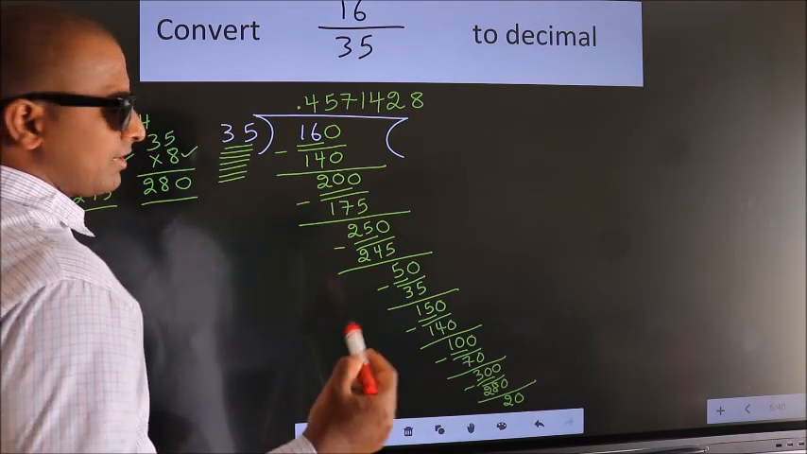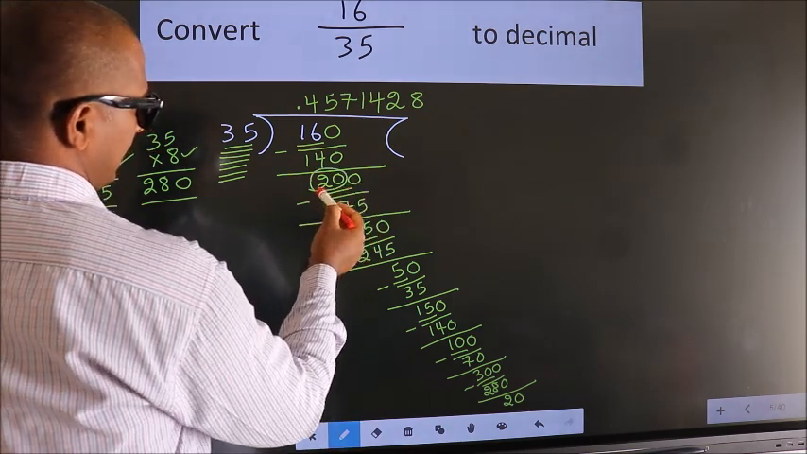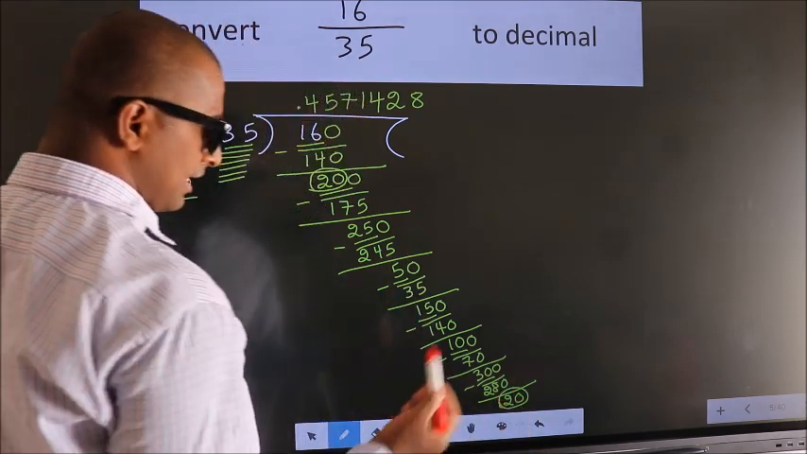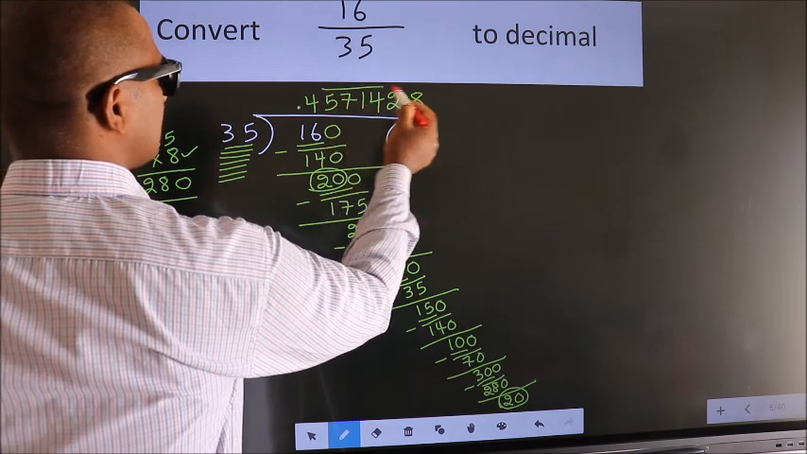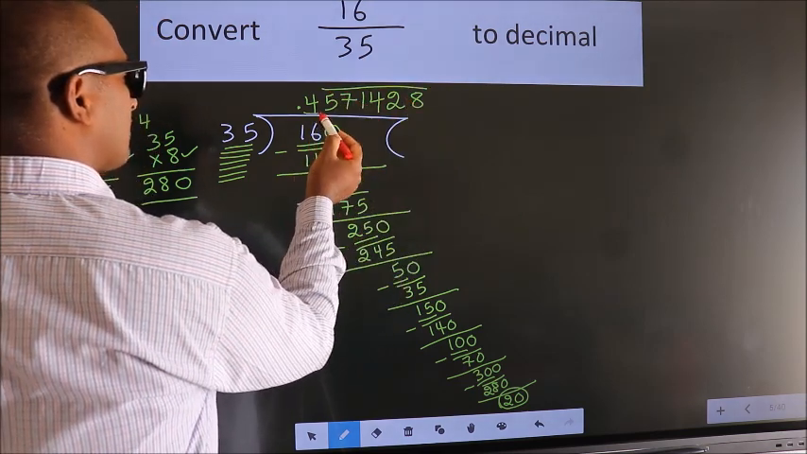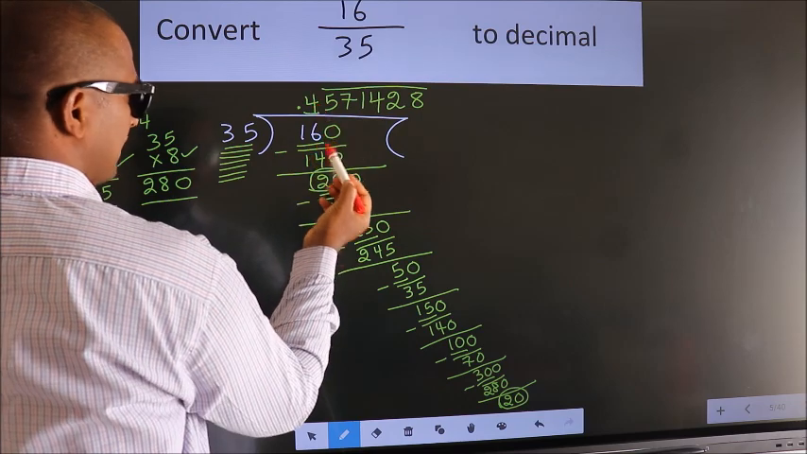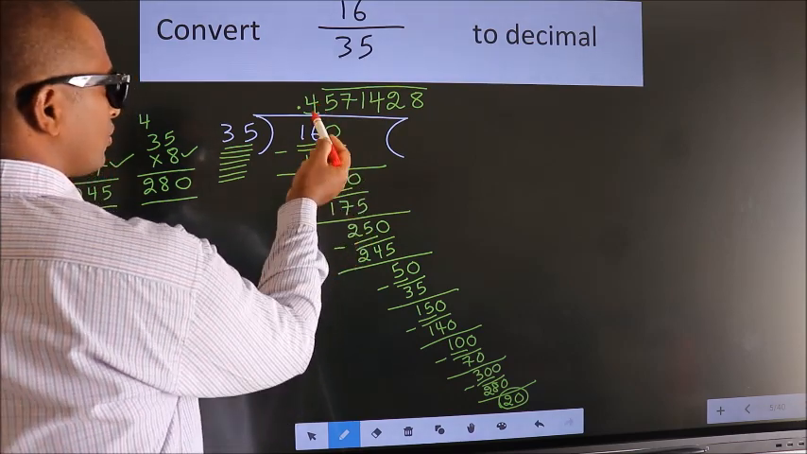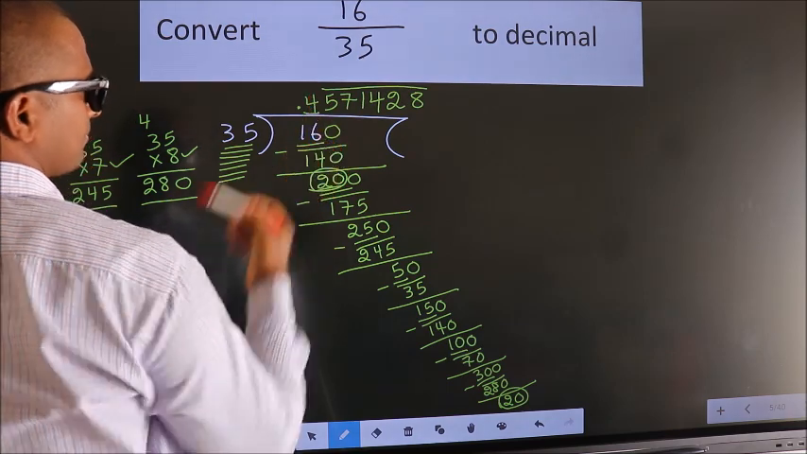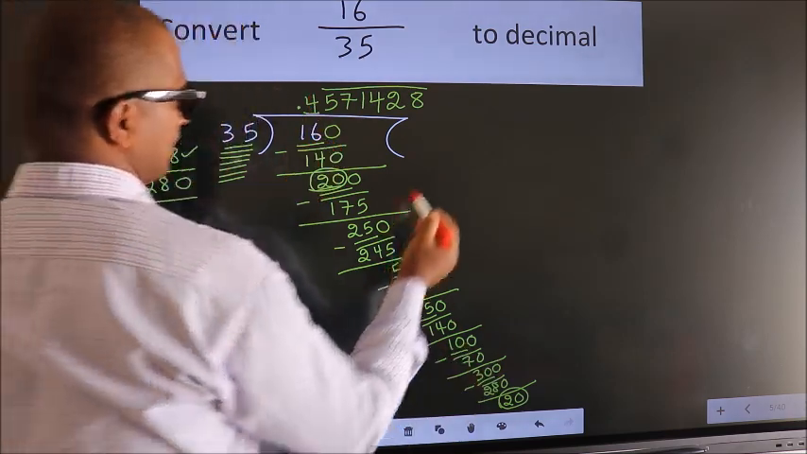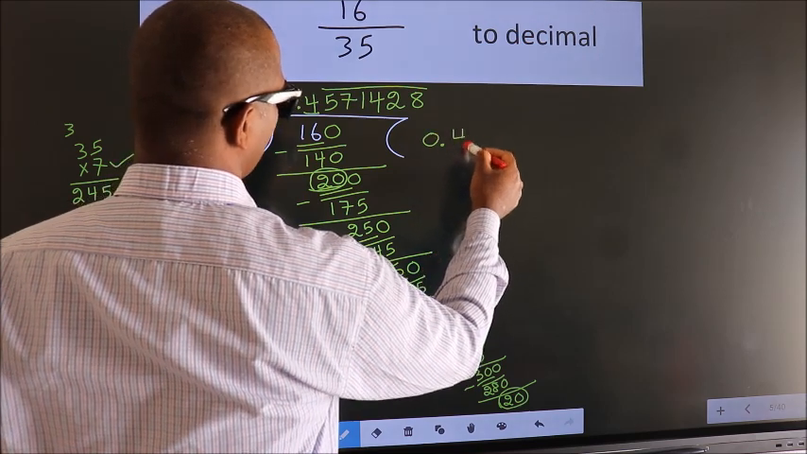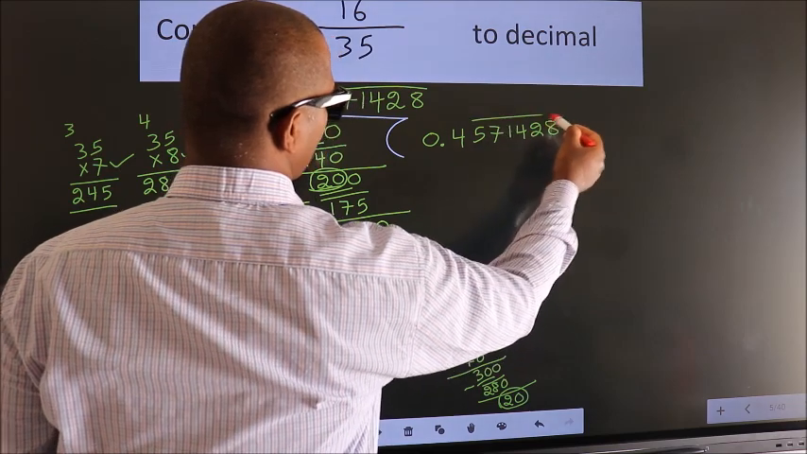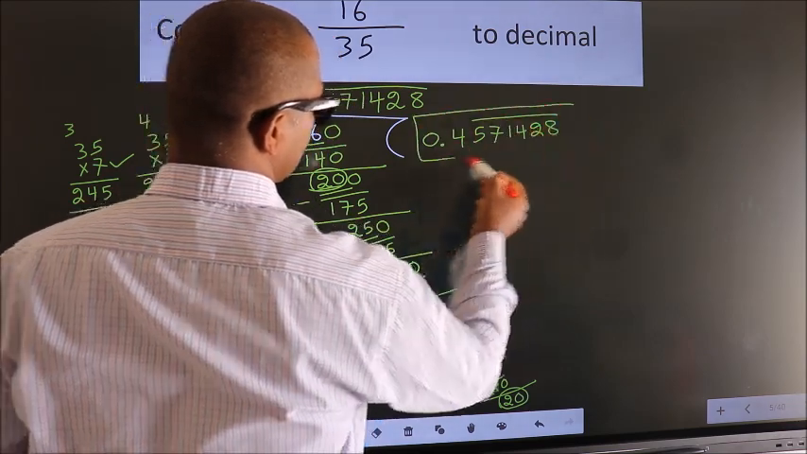Now you observe, here we had 20 and we got 20 again. That means we get a bar on these numbers. We do not get a bar on this starting number, as we got 20 after doing a step. So do not put a bar on this starting number. Therefore, our answer is 0.4571428, with a bar on these numbers. This is our answer.